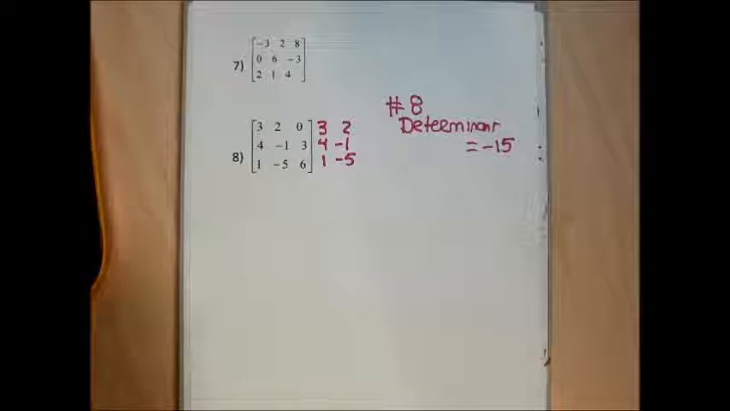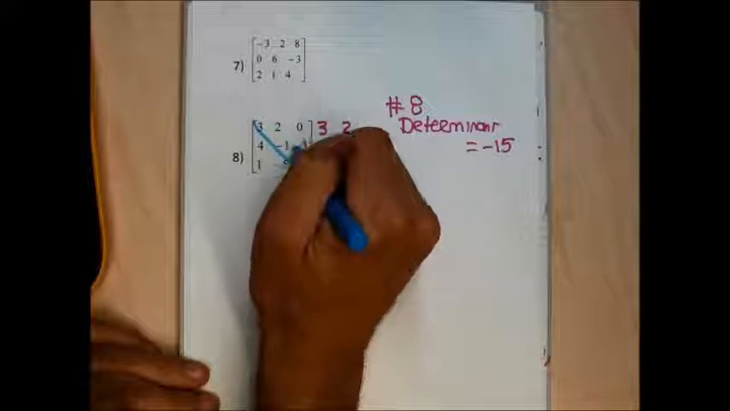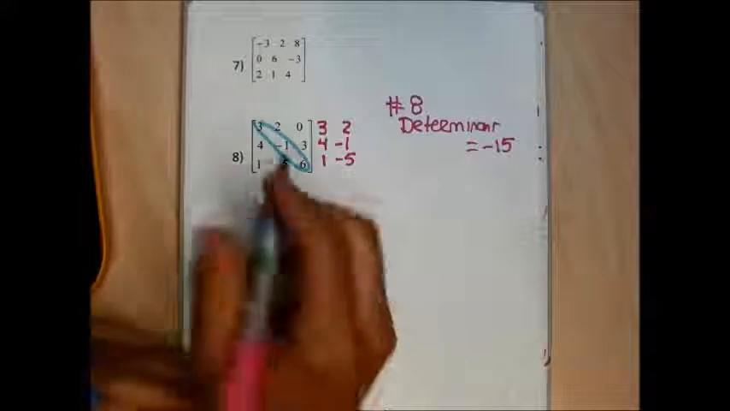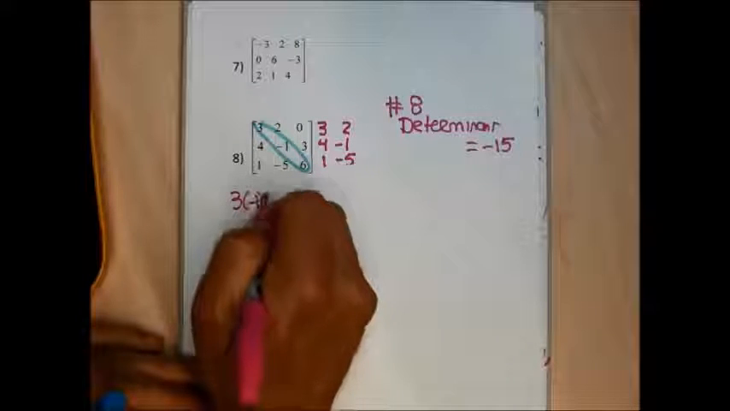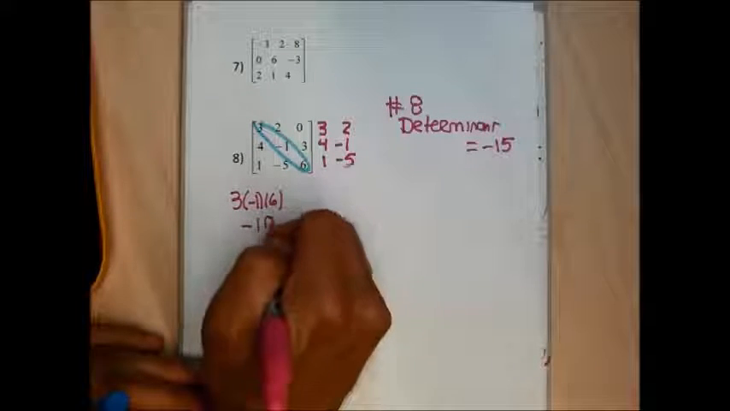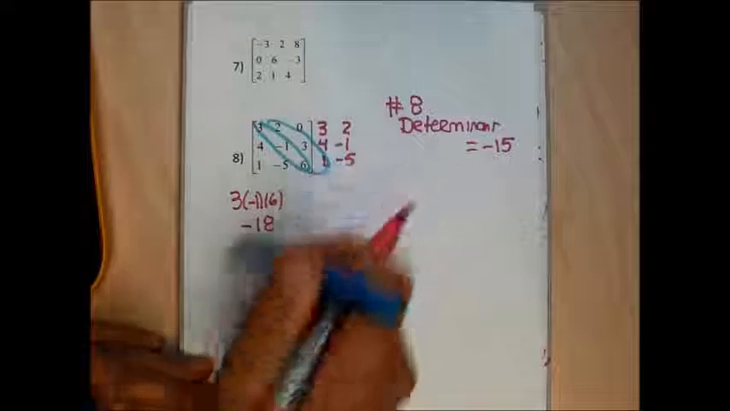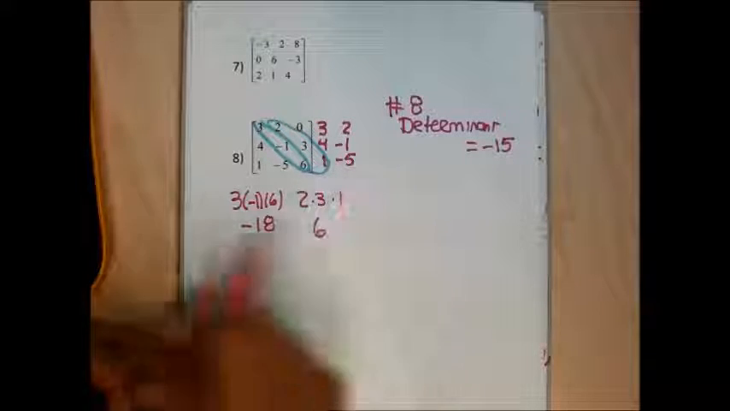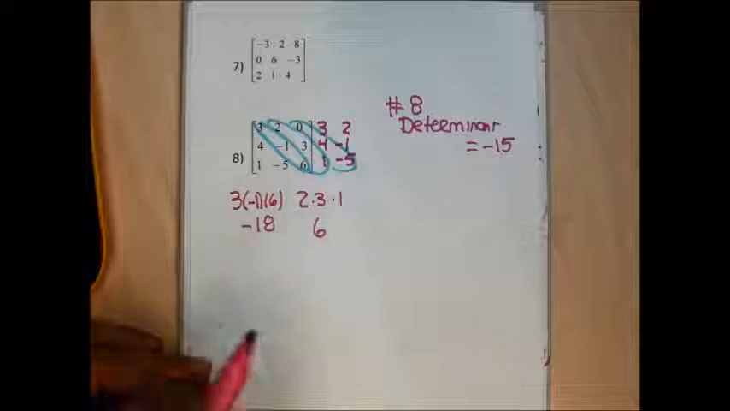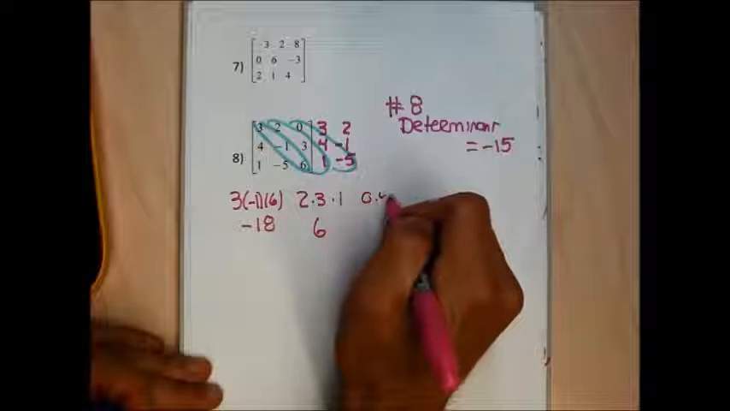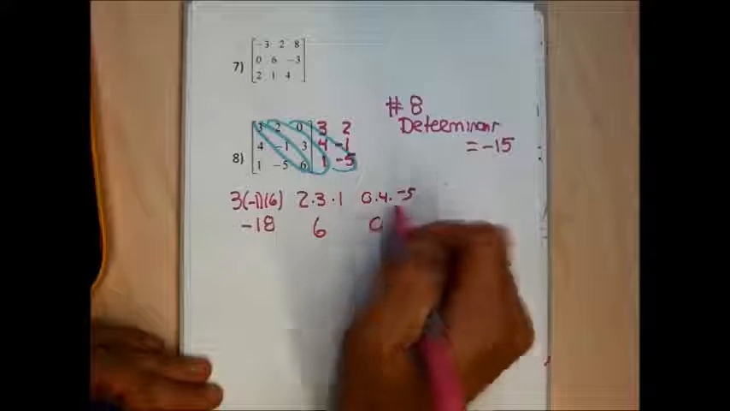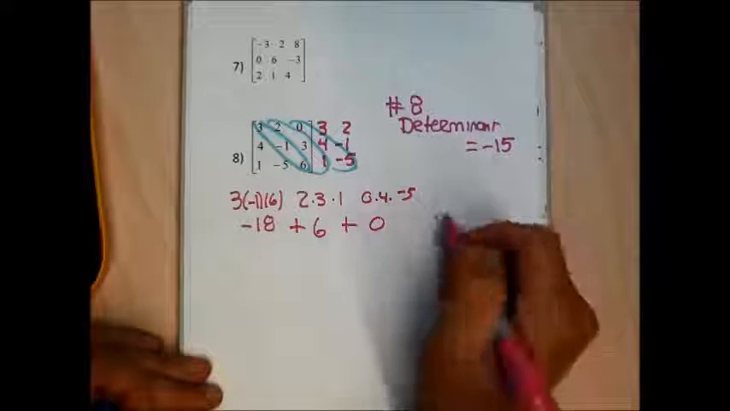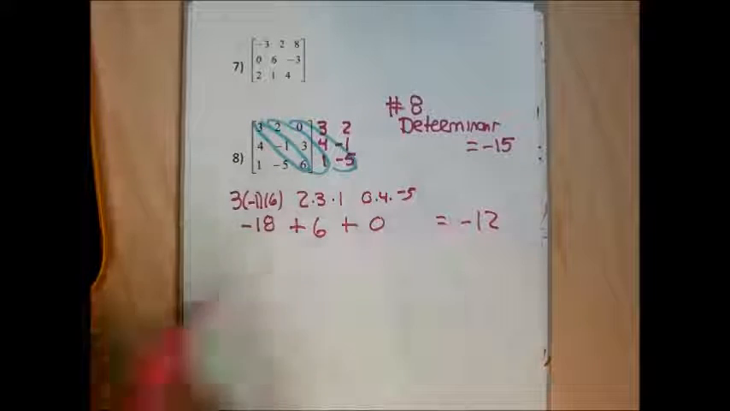Then I do 3 cross multiplyings down. First cross multiplying down is 3 times negative 1 times 6. That's negative 18. The second is 2 times 3 times 1. That's positive 6. And the last, 0 times 4 times negative 5. Since it has a 0 there, that comes out to be 0. I'm going to add these. Negative 18 plus 6 plus 0 equals negative 12.